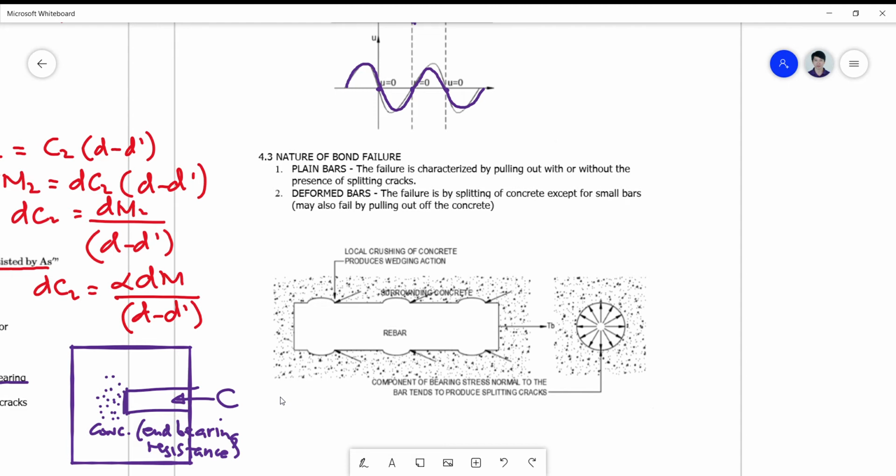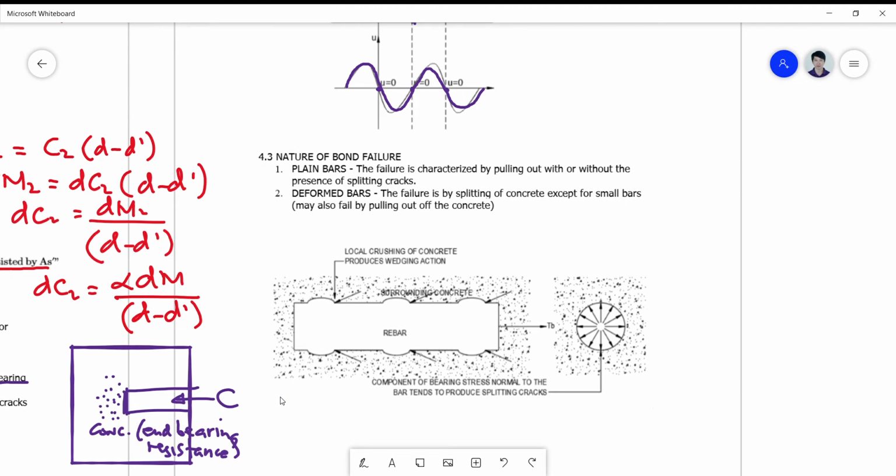Okay, so for plain bars, the failure is actually characterized by pull out. Pull out means the bar is sliding or slipping through the inside of your surrounding concrete. And this may happen with or without the presence of splitting cracks.